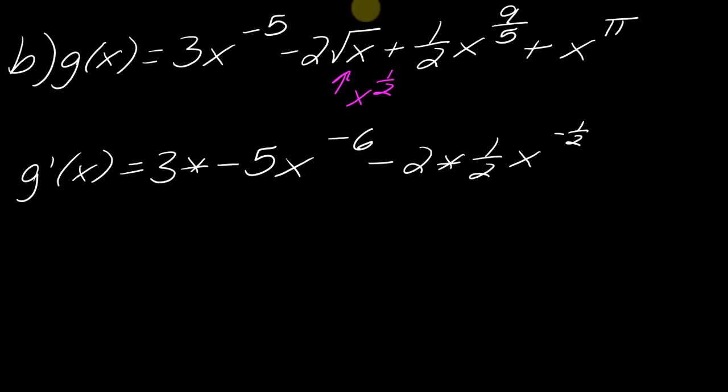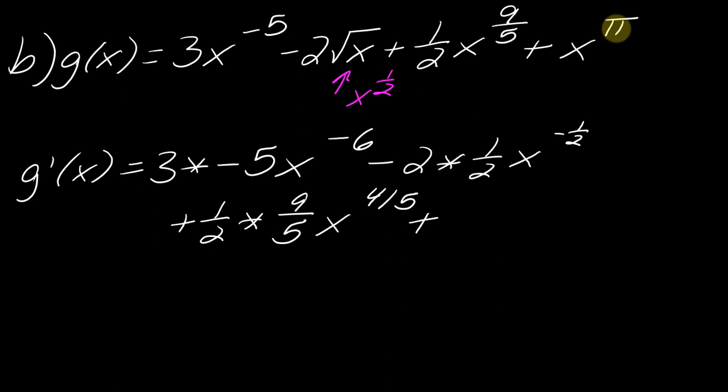Okay, so moving on to this part here, I got 1/2 x to the 9/5. So I leave the 1/2 alone, and then I multiply that by bringing the 9/5 down, and then I have to subtract 1 from 9/5. So 9/5 minus, we'll really say 5/5. This comes out to 4/5. And then finally for this last one, this is going to look kind of awkward, but pi is a number, right? So we bring the pi down, and then this will be x to the pi minus 1.